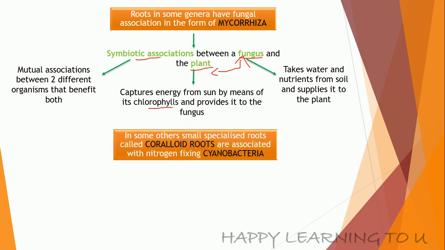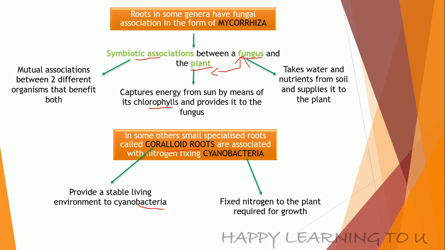Next, I had said that in some other species, small specialized roots called coralloid roots are associated with nitrogen-fixing cyanobacteria. These coralloid roots contain the cyanobacteria, wherein the roots provide a stable living environment to the cyanobacteria, and the cyanobacteria in turn fix nitrogen, which is required by the plant for its growth.